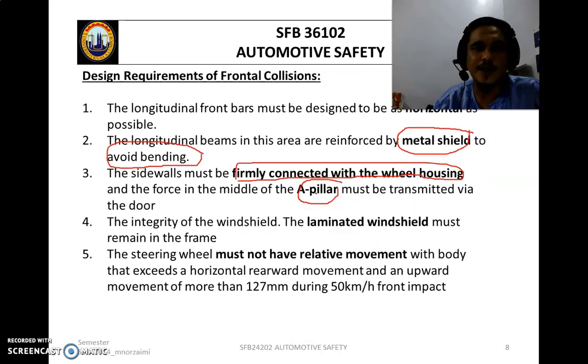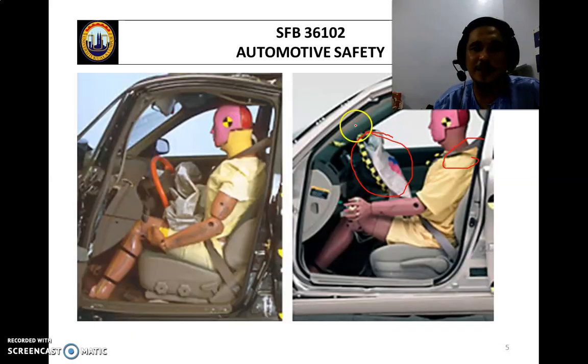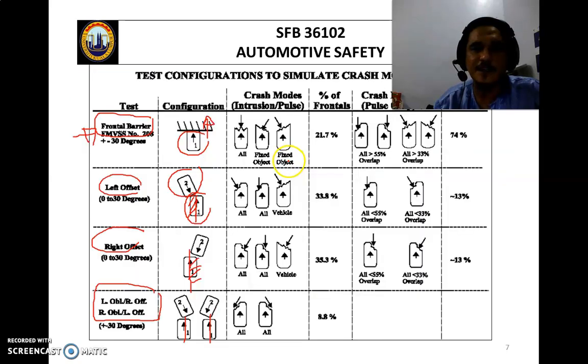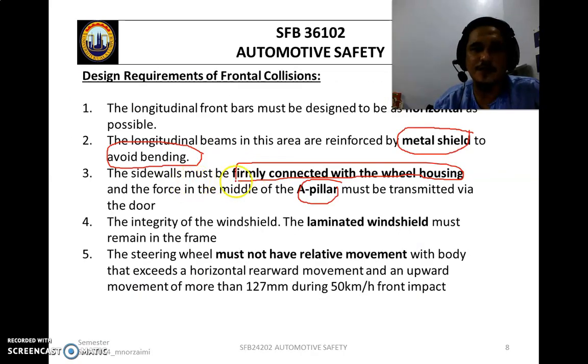Okay, so where is the A pillar? The A pillar is here. This is considered A pillar. So for the frontal barrier, the side wall must be firmly connected with the wheel housing, reinforced by the middle of the A pillar. Must be transmitted by the door. The integrity of the windshield must be laminated. So normally for the windshield we use a double layer to avoid cracking.